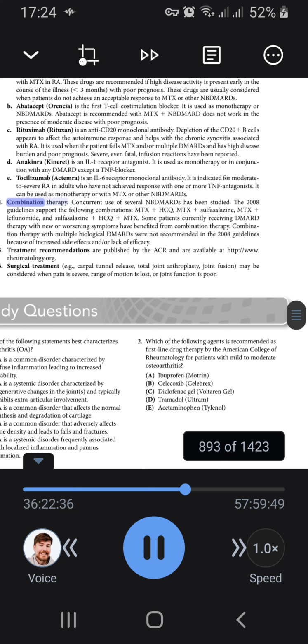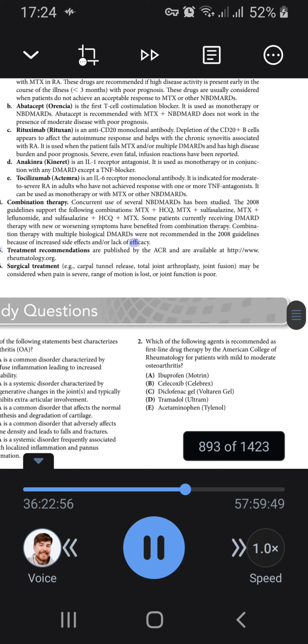4. Combination therapy. Concurrent use of several NBD-MARDs has been studied. The 2008 guidelines support the following combinations: MTX-HCQ, MTX-sulfasalazine, MTX-leflunomide, and sulfasalazine-HCQ-MTX. Some patients currently receiving DMARD therapy with new or worsening symptoms have benefited from combination therapy. Combination therapy with multiple biological DMARDs was not recommended in the 2008 guidelines because of increased side effects and/or lack of efficacy.